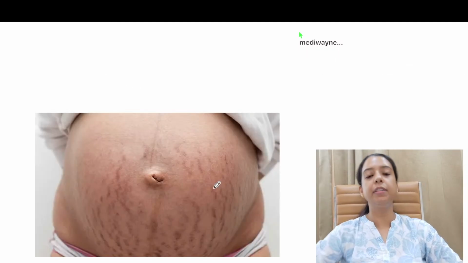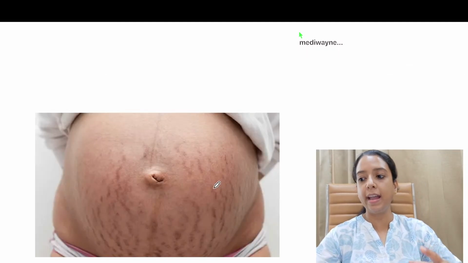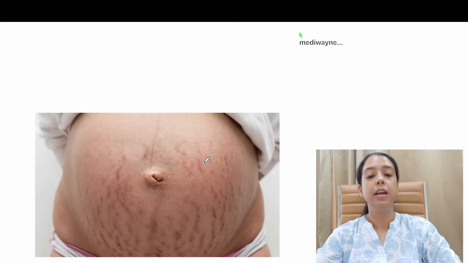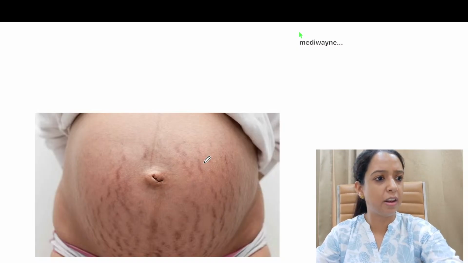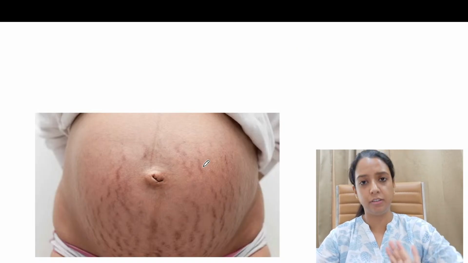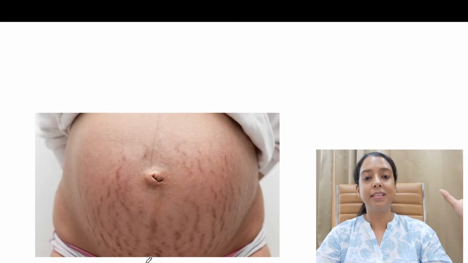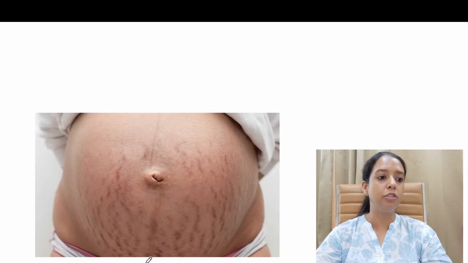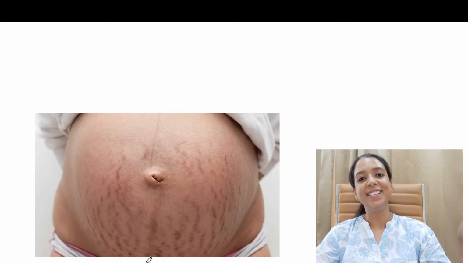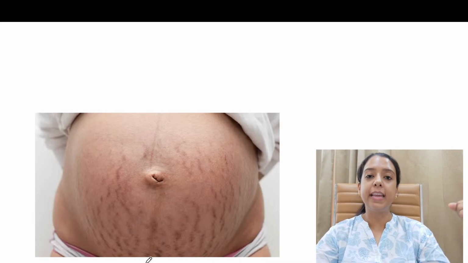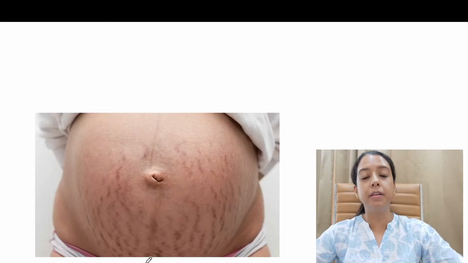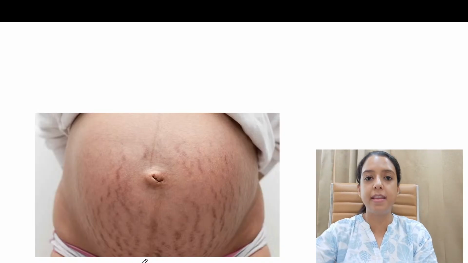Okay, starting with the physiological changes in pregnancy. Now I have always said that pregnancy is a condition where every cell of your body undergoes changes, everything changes. So starting with the skin changes. What happens in pregnancy is that suddenly the MSH, melanocyte stimulating hormone, levels start increasing. That is why there is darkening everywhere: darkening of the abdomen, darkening of the nipple areola complex, and many other places.